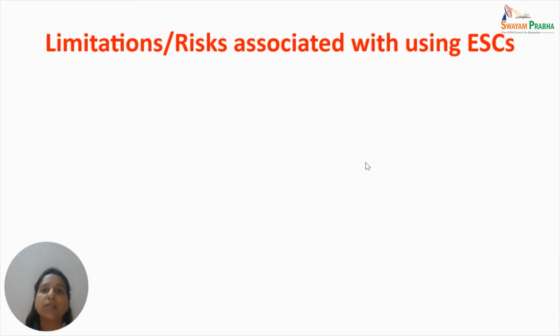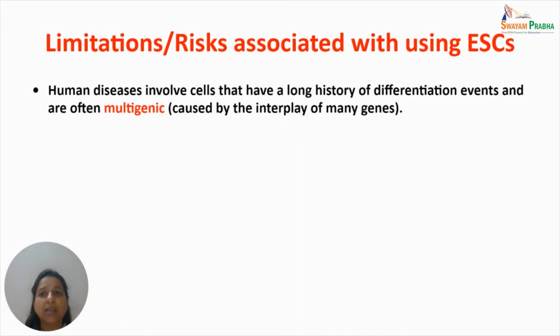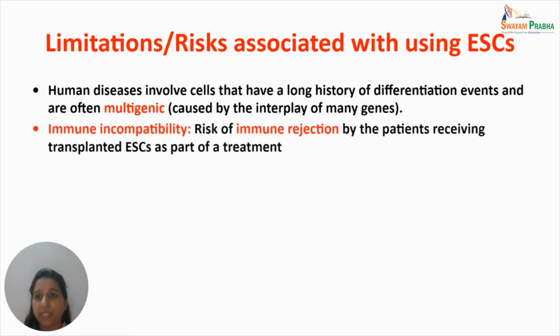There are also some risks or limitations associated with using embryonic stem cells. The first and the foremost being that human diseases involve cells that have a long history of differentiation events and are often multigenic, that is, they are caused by the interplay of many genes. So just using the embryonic stem cells to form the cells of the adult organs may find certain limitations.